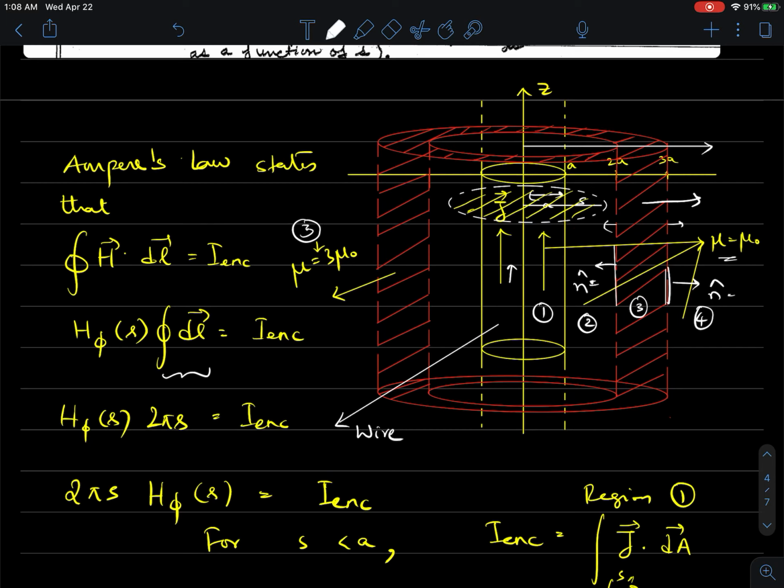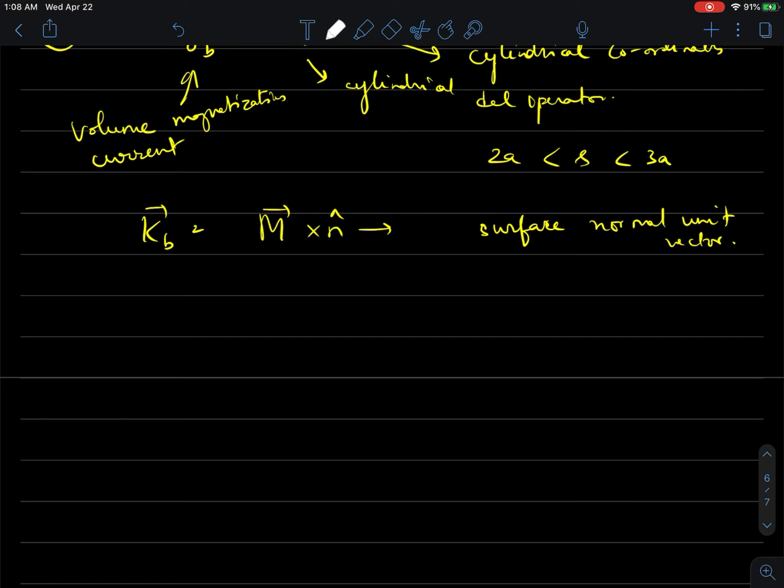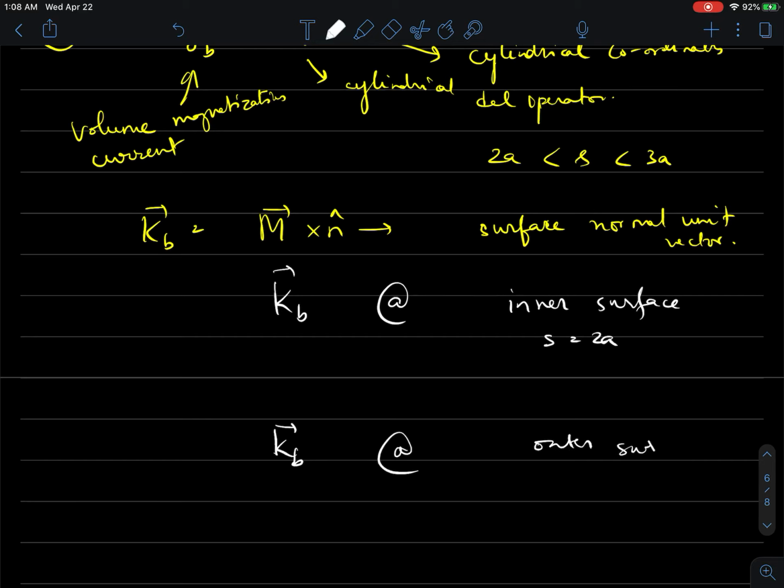Okay, so in cylindrical coordinates, this is the s direction, this is the z direction, and theta is in the azimuthal direction. So find out what n cap is for the inner surface and for the outer surface, and then find KB at the inner surface where s is equal to 2a, and KB at the outer surface, where s is equal to 3a.